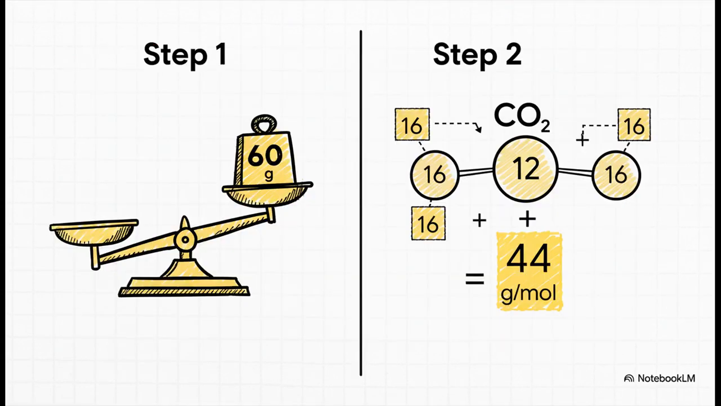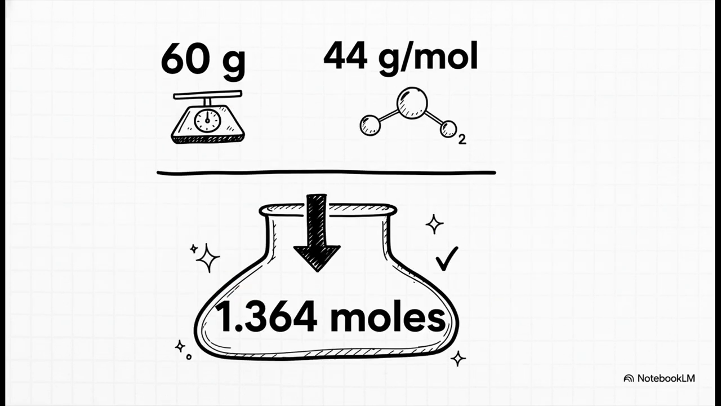Okay, let's just walk through our steps. Step 1, the mass is given right there, 60 grams. Done. Step 2, we figure out the molar mass of CO2. So we've got 1 carbon, which is about 12 grams per mole, and 2 oxygens, which are 16 each. Add them all up, and you get 44 grams per mole. And now, the final step. We take our mass, 60 grams, and we divide it by our molar mass, 44 grams per mole. And there it is, our answer. 60 grams of CO2 is the same as saying we have 1.364 moles. See? Just like that. Our first tool works like a charm.